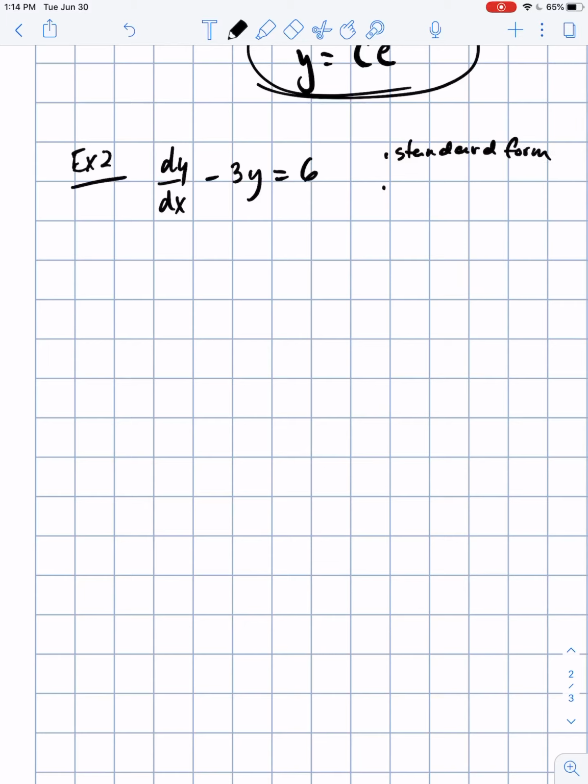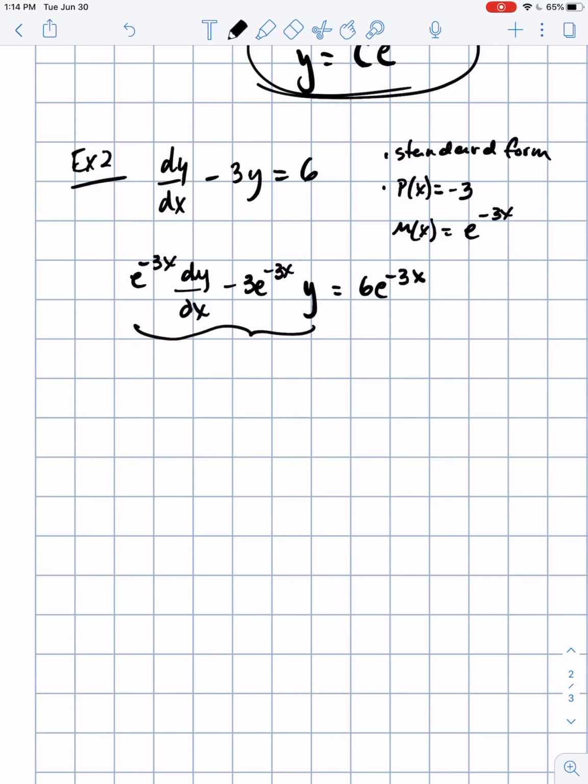P of x, right? Everything's going to be pretty much the same, where mu is e to the negative 3x, just taking that from last time. If we multiply everything by that, you get negative e to the 3x. dy/dx minus 3 e to the negative 3x y, and this side doesn't change. Again, the derivative of y is dy/dx, and the derivative of e to the negative 3x is negative 3 e to the negative 3x, so that's our product rule.